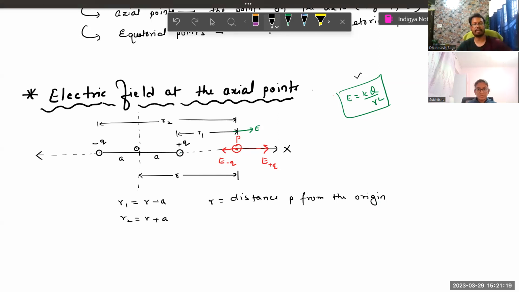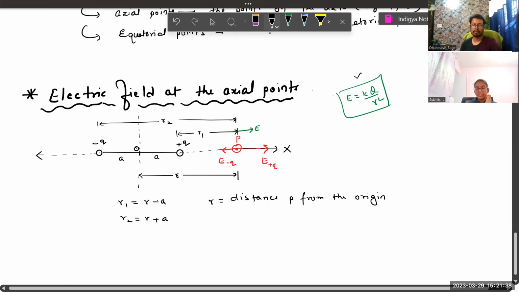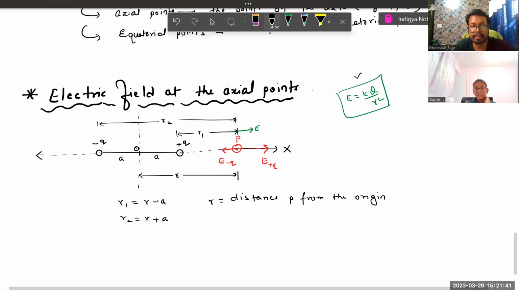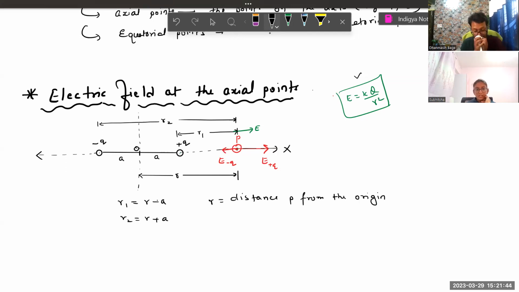First, understand this. Tell me if there is any confusion. I'm just getting confused within the axial point. It should lie on the axis, right? Yes, it is. I'm just talking about distances, right? R2 is just a distance. I'm talking about what is this length? That is R minus A, right?